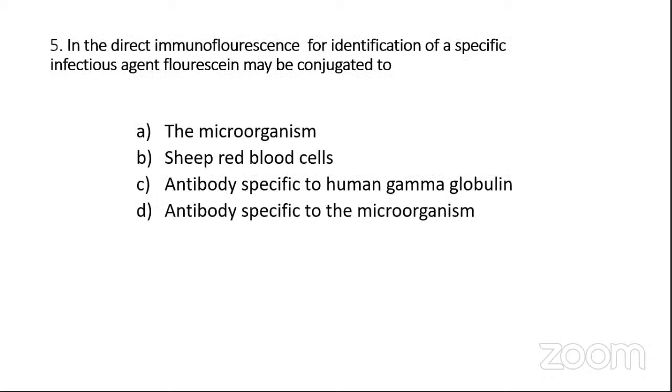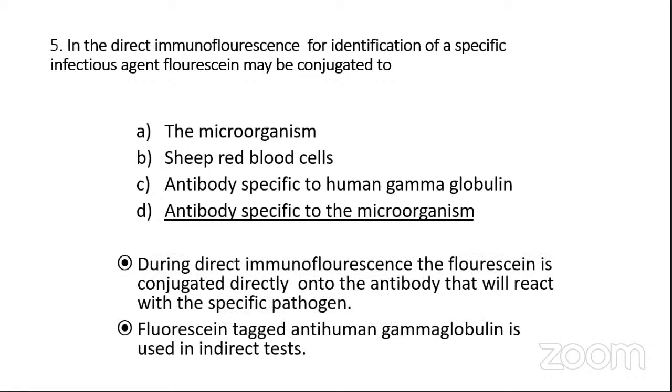In the direct immunofluorescence for identification of a specific infectious agent, fluorescein may be conjugated to the microorganism, the sheep red blood cells, antibody specific to human gamma globulin, or antibody specific to microorganism. C. There are two types of immunofluorescence, direct and indirect. So antibody specific to the microorganism. During direct immunofluorescence, the fluorescent dye will be directly attached to the antibody, which will react with the specific pathogen.